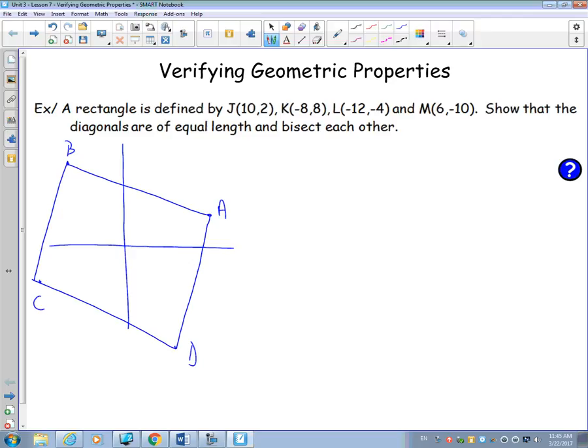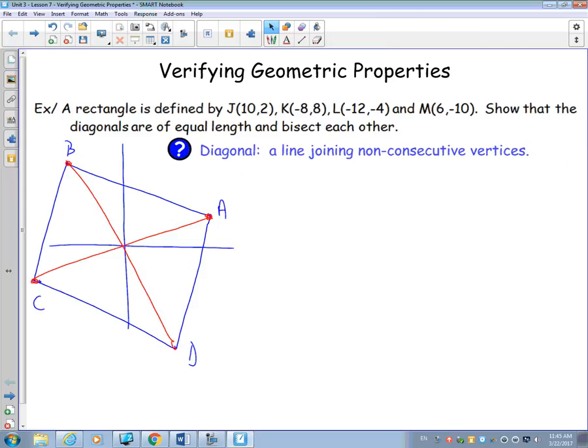Okay, we're asked to show that the diagonals are of equal length. So the first thing you have to ask yourself is, what is a diagonal? Well, diagonals go from corner to corner across the middle of the shape. So we have 2 diagonals, and another fancy word here: a line that joins non-consecutive vertices. But our lines are not in alphabetical order anymore. If I want to show they're of equal length, I need to use distance. I need to figure out the distance from A to C and the distance from B to D. If I find they're the same length, then the diagonals are equal length.